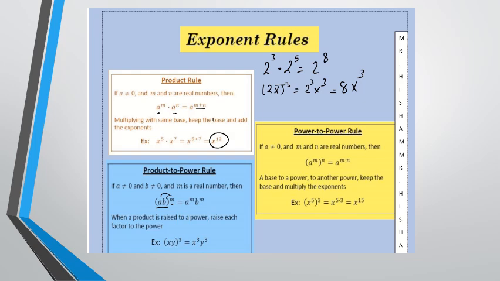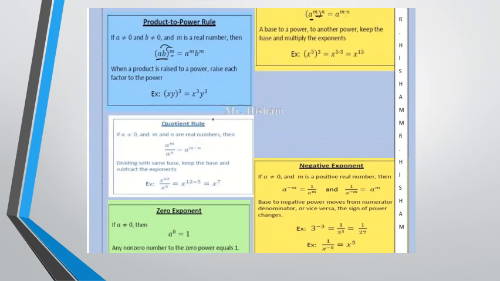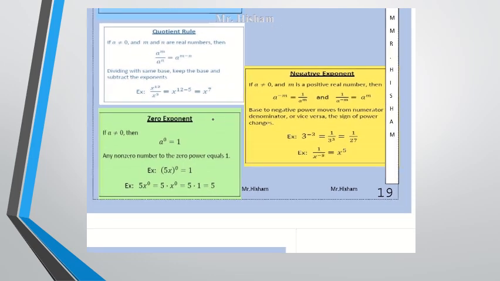Power to power. Notice that I have a base and two powers. Power to power is multiplication. As an example, x power 5 all to the power of 3 is x to the power of 15, as I multiply 5 and 3. Another example, 2 power 3 all to the power of 2 is the same as 2 to the power of 6. Yes, if it's the same base.